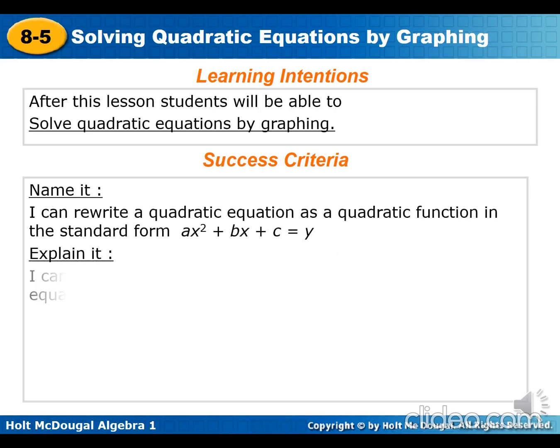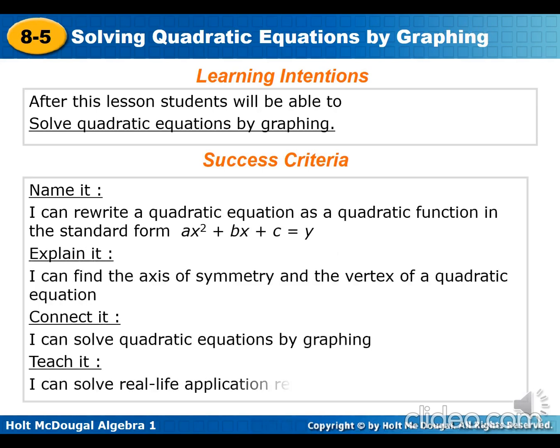Let's go on with the learning intentions. Remember, لكل امرئ ما نوى. So that's what we're going to talk about. If you have a good intention, if you focus on it, you will never get lost. You will just keep on track. After this lesson, students will be able to solve quadratic equations by graphing.